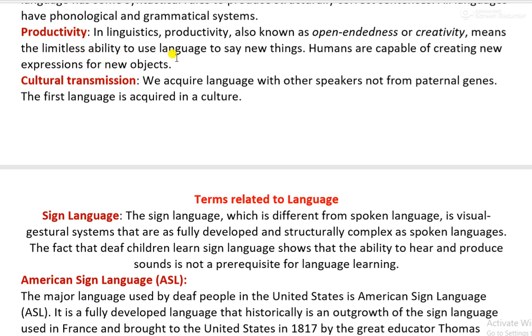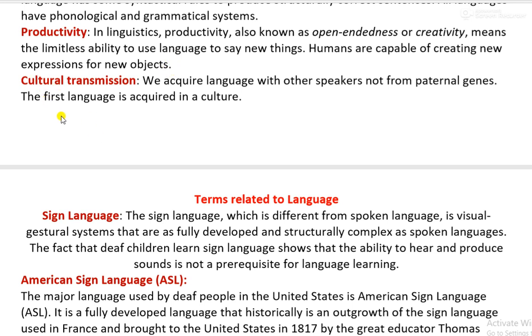See, we can say something in a way, and another person can say it in a different way. It means we can produce new sentences for new circumstances, and we can produce sounds and sentences in a different way from anyone else.